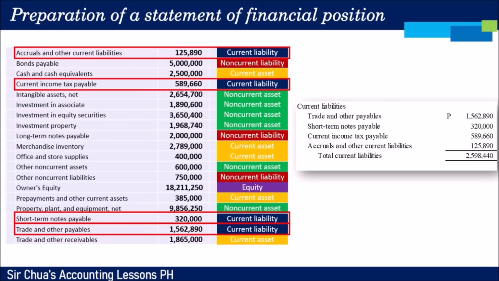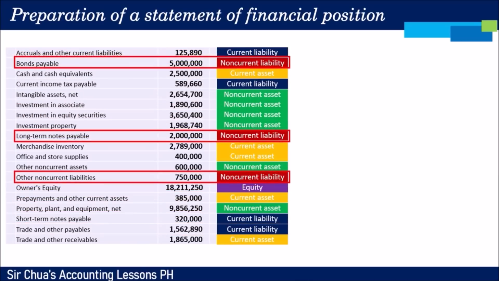Short-term notes payable of 320,000. Current income tax payable of 589,660, and then accruals and other current liabilities of 125,890, which will give you total current liabilities of 2,598,440. And then, after your current liabilities, we proceed to your non-current liabilities.